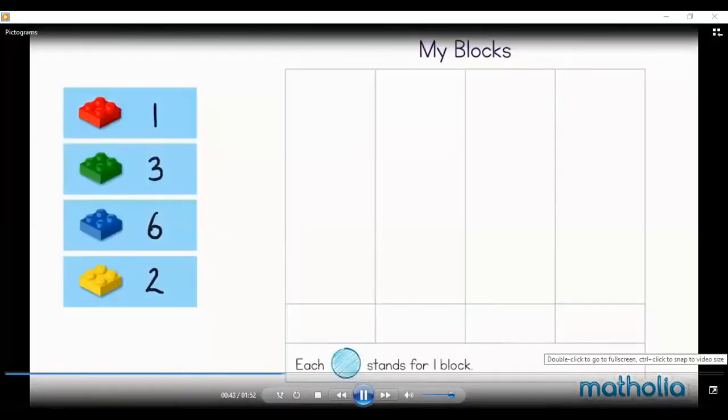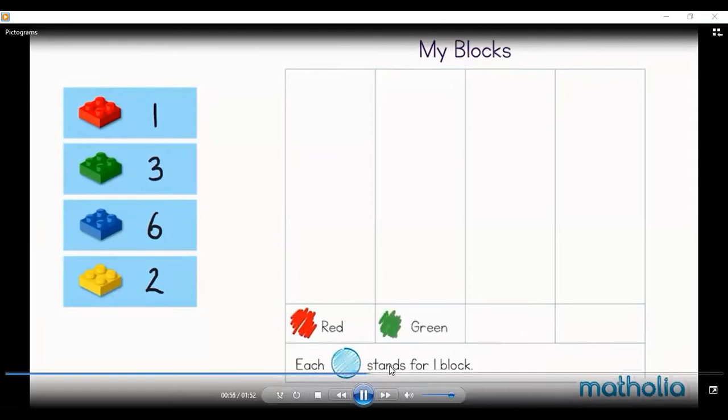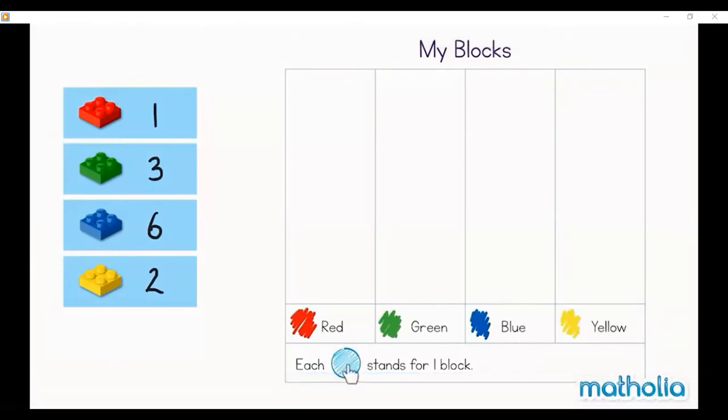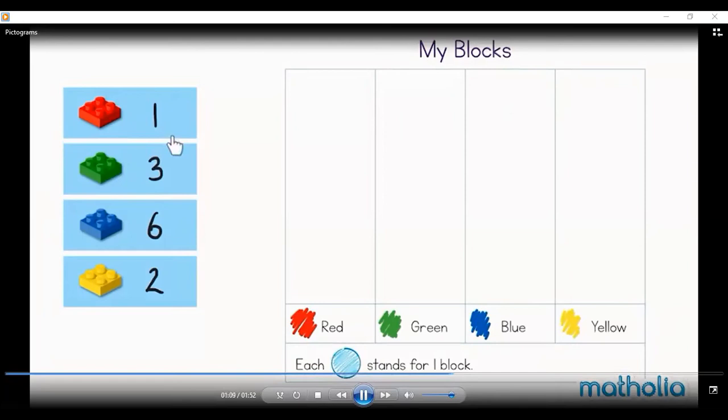Let's make a pictograph to show the number of blocks we have of each colour. Let's write the colours in these boxes. Down the bottom it says each circle stands for 1 block. Blue. Show 1 circle for each block. There is 1 red block, so we put 1 circle in the red column.